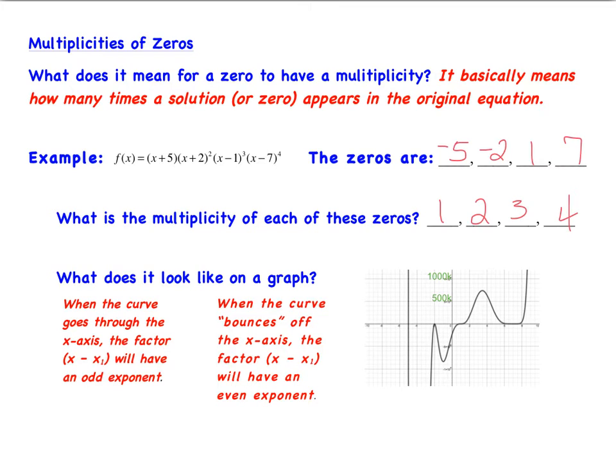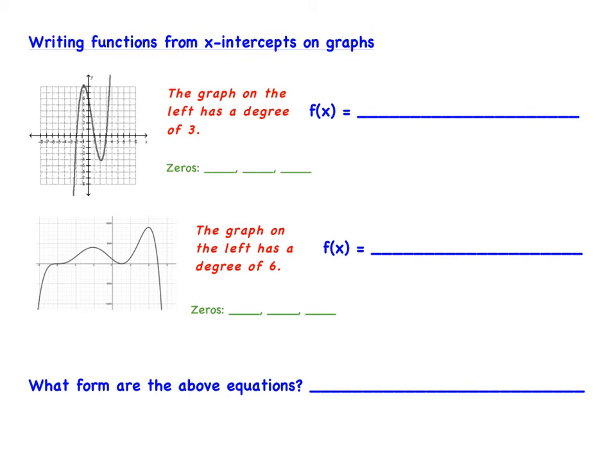So now let's start writing some equations. Let's look at our first graph here, our first example. The first thing I notice is that I have 3 x-intercepts. So that represents 3 zeros. The first one is going to be, I believe, negative 2. The second 0 is positive 1. And the third 0 is positive 3.